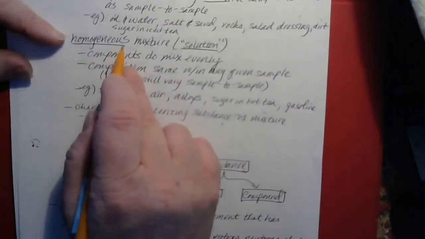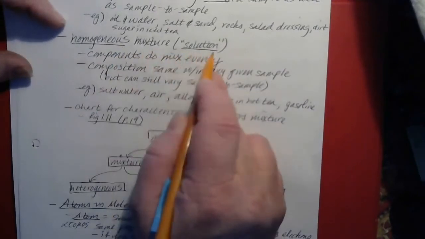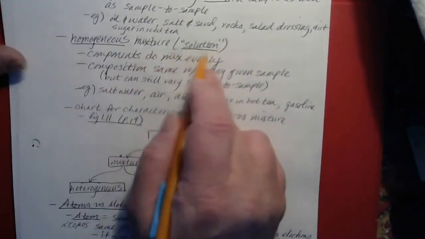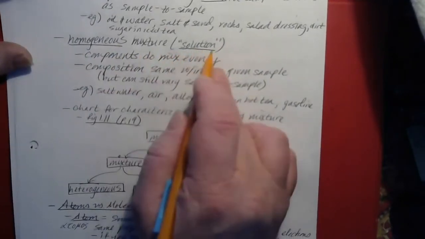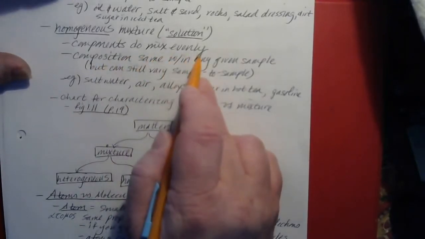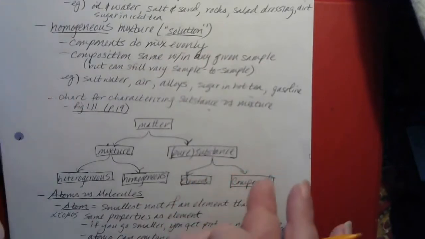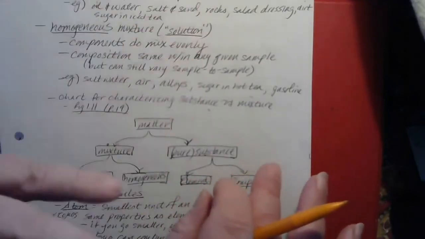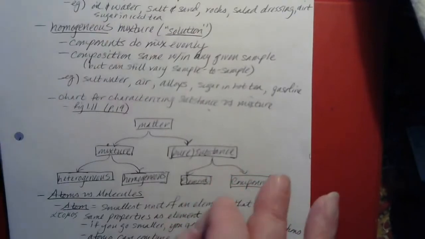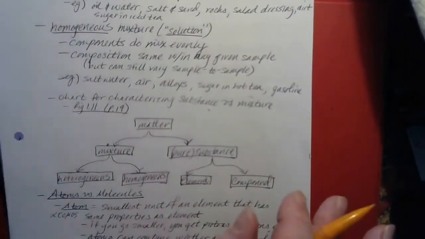On the other hand, a homogeneous mixture, which is also known as a solution. We use the word solution in chemistry a lot, and that is just another term for homogeneous mixture. That's a mixture where the components do mix evenly. So the composition in a homogeneous mixture will be the same throughout each sample, but can still be different from one sample to another.